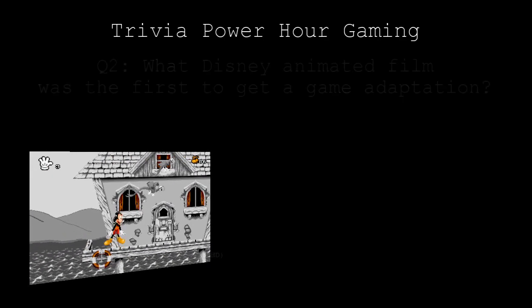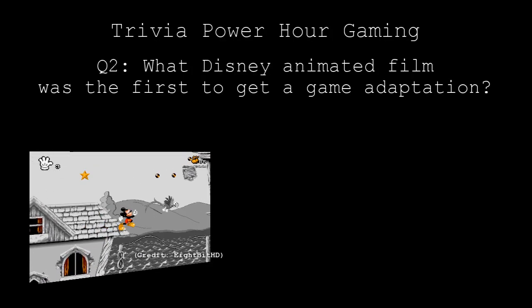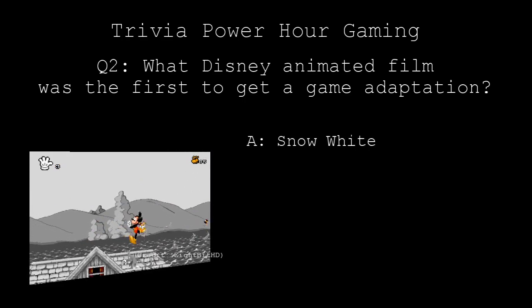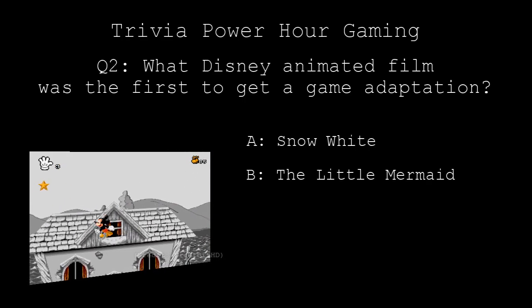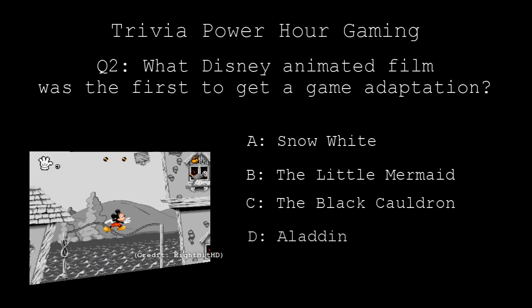Question number 2. What Disney animated film was the first to get a game adaptation? Was it A, Snow White, B, The Little Mermaid, C, The Black Cauldron, or D, Aladdin?